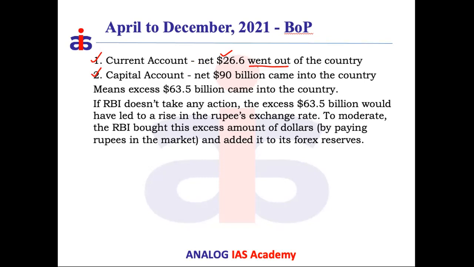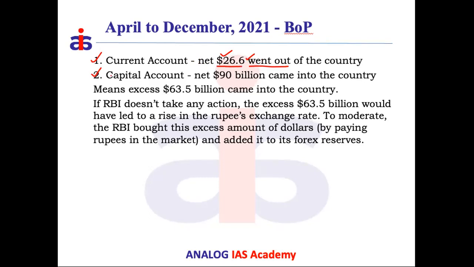That means as part of the trade, our imports are higher compared to our exports. So compared to our exports, our imports are higher. That is why the net amount of money, these many rupees, went out of India. Okay, that is the current account situation.